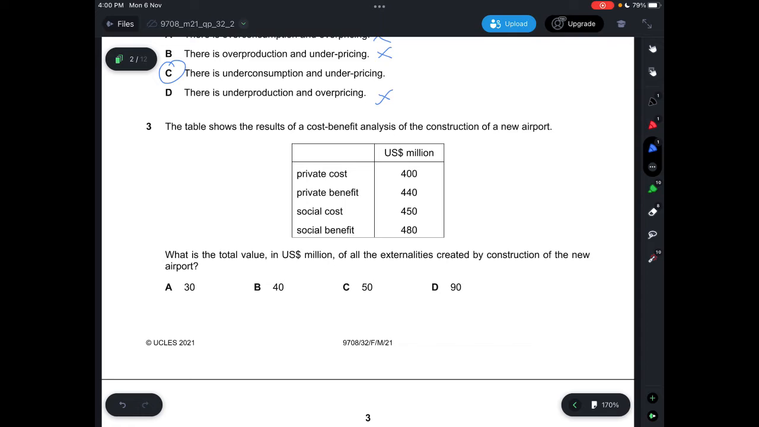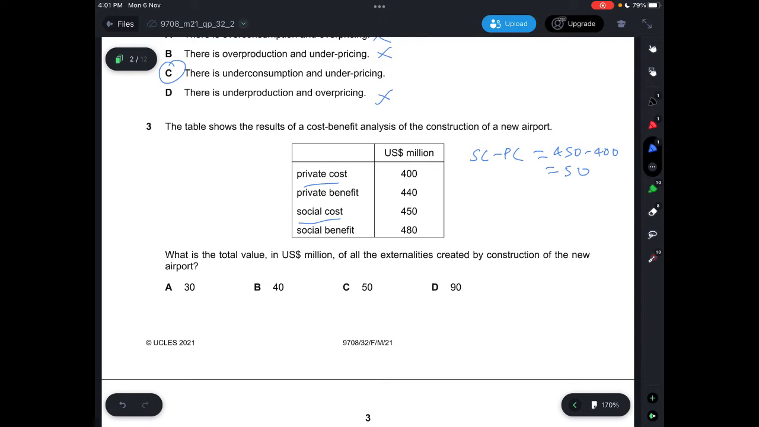Question 3. The table shows the results of a cost-benefit analysis of the construction of a new airport, and what is the total value in US dollars million of all the externalities created by construction of the new airport? In order to calculate the externalities, you have to calculate the total from both the external cost and also the external benefit. To calculate external cost, you take SC minus PC, or social cost minus private cost. By doing so, you'll get 450 minus 400, which gives you 50.